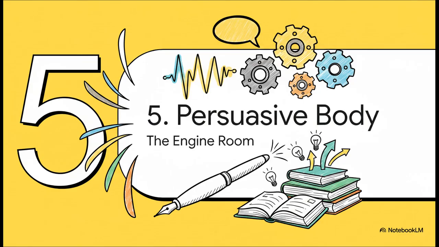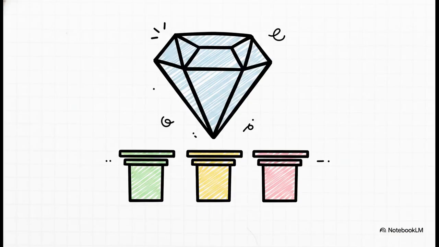Section 5. Persuasive body paragraphs. Welcome to the actual engine room of your speech. So the crucial takeaway here is this golden rule: strictly one main idea per body paragraph. If you try to cram 3 different ideas into a single paragraph, your listener is going to get confused, and your coherence mark will definitely drop.